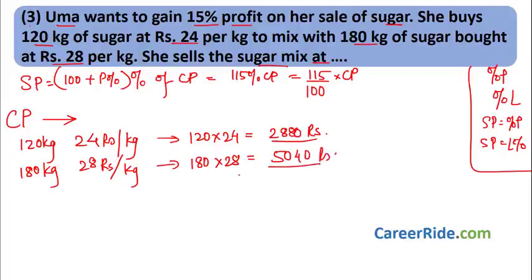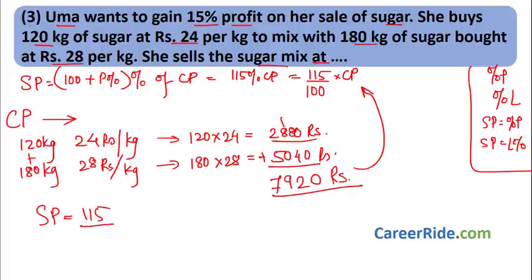Now what happened was that she mixed both of these, right? So what would be the total cost price now? Simply addition. That would be 8 plus 4, 12, 8, 9, and 5 plus 2 is 7. 7920 rupees is the total cost price. Substitute this value over here and let's get the selling price. 115 upon 100 multiplied by 7920. This gets cancelled. 5 into 23, 5 into 2 will get 23 divided by 2 into 7, 92.